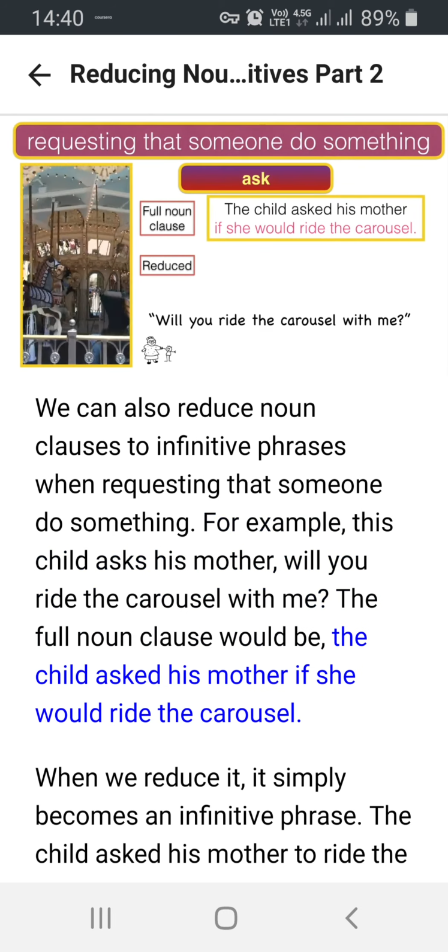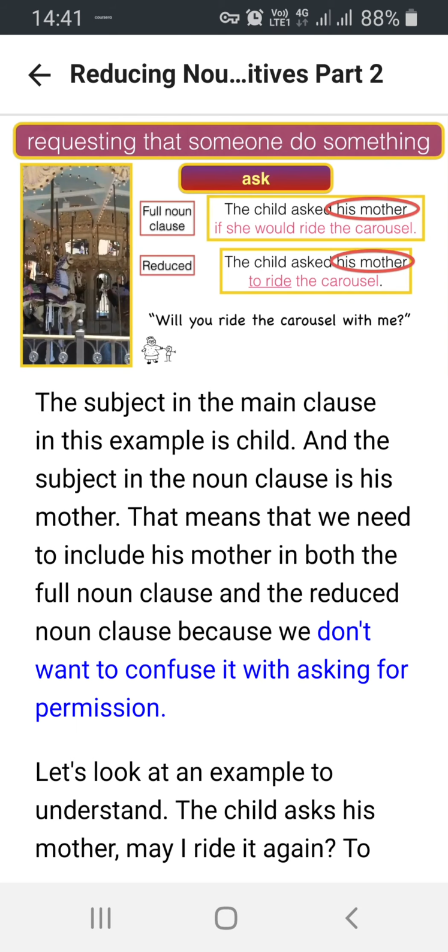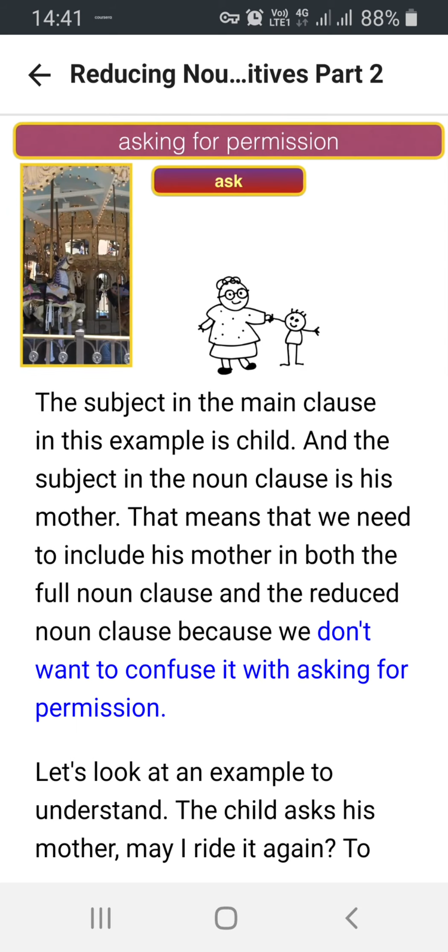Remember, this is an example of someone requesting that someone else do something, which means that the subject in the main clause is different from the subject in the noun clause. The subject in the main clause in this example is child, and the subject in the noun clause is his mother. That means that we need to include his mother in both the full noun clause and the reduced noun clause, because we don't want to confuse it with asking for permission.